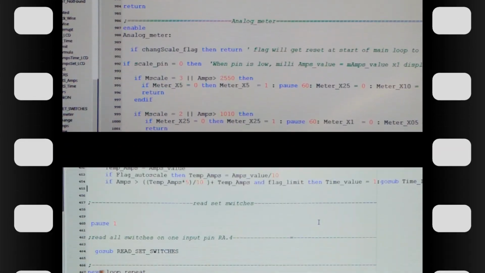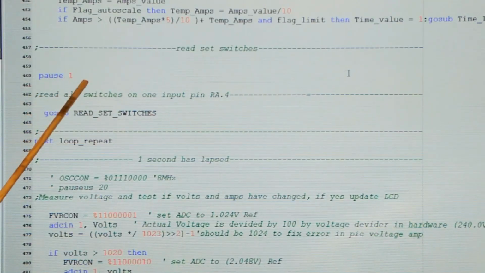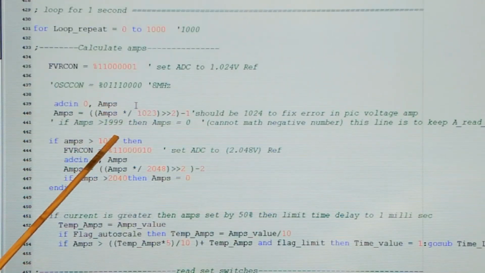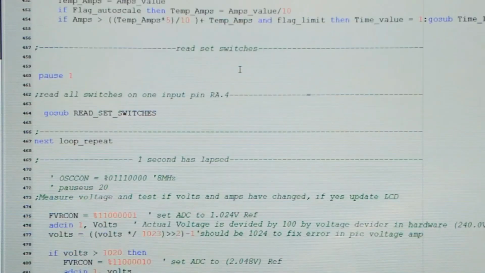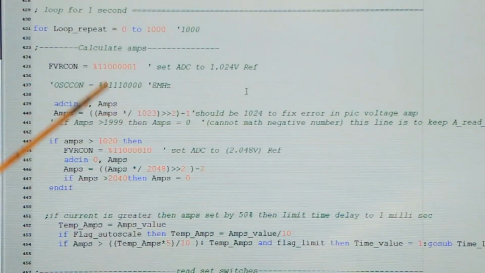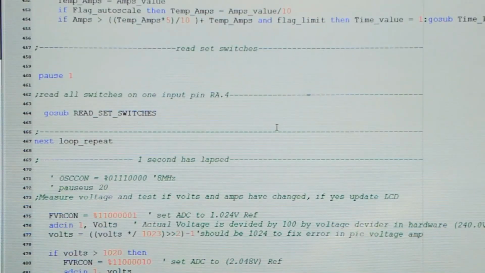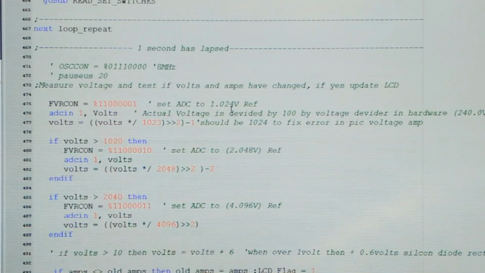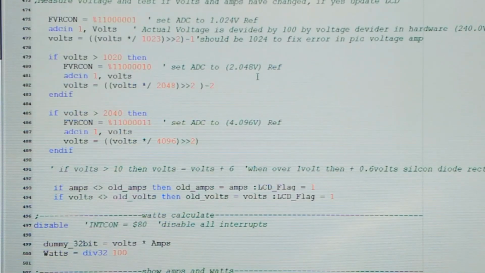And returns. And after 1 second, because I'm using pause 1, which is 1 millisecond, by the for loop time, which is 1000, it's probably slightly more than 1 second, because you have to allow for the timing of the lines, the statements. And then after 1 second, we'll read the voltage.